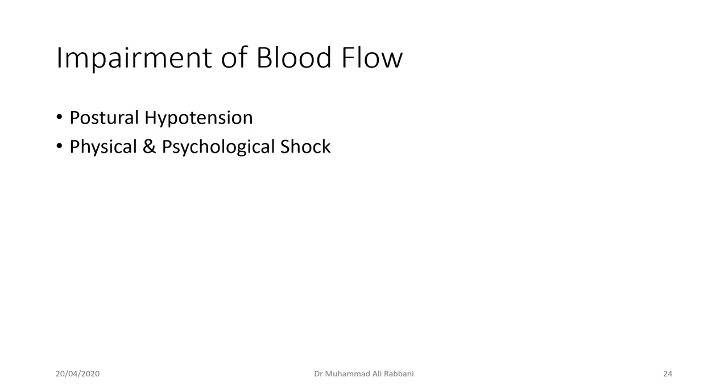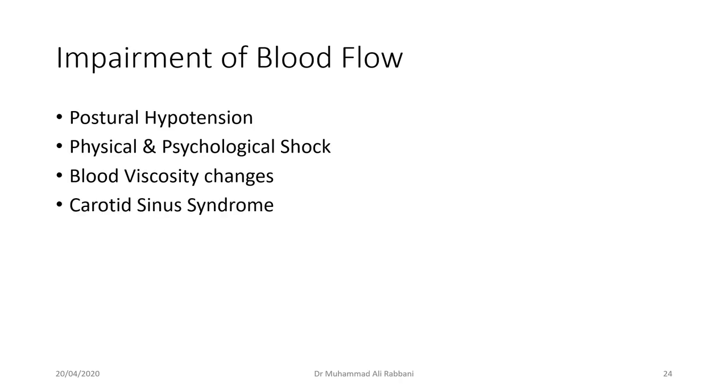There is a vasovagal response and a huge parasympathetic outflow that leads to dilated veins and a drop in blood pressure, and a drop in blood pressure affects the brain, of course. There can be blood viscosity changes. For example, if there is polycythemia due to some abnormality, blood becomes viscous and blood flow becomes slow and sluggish.